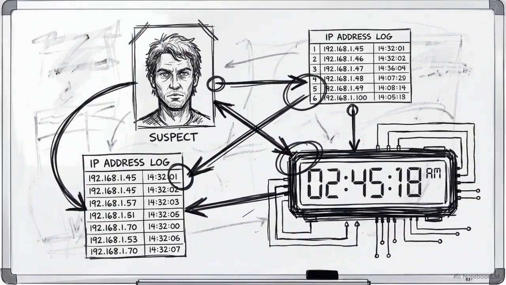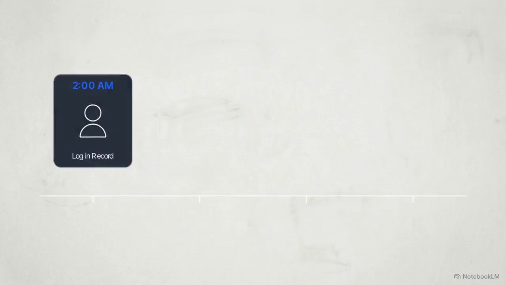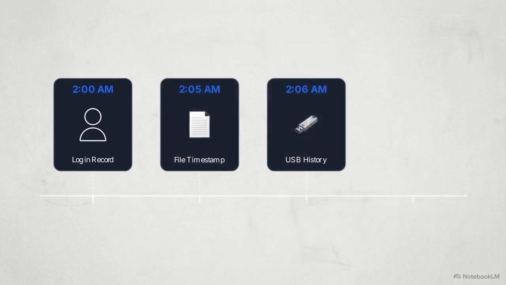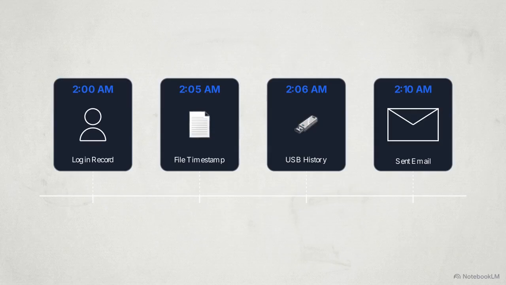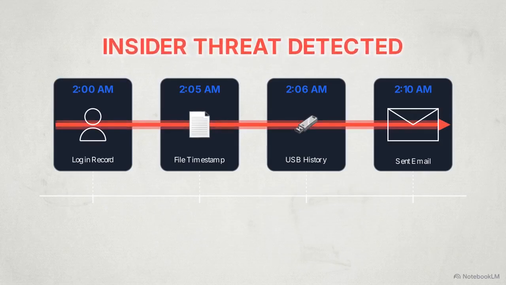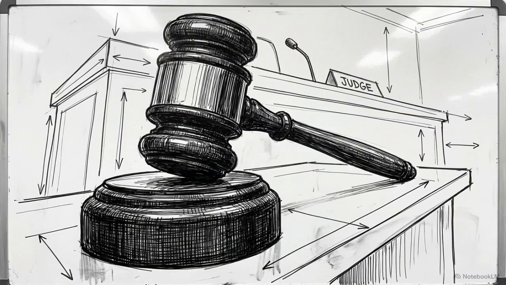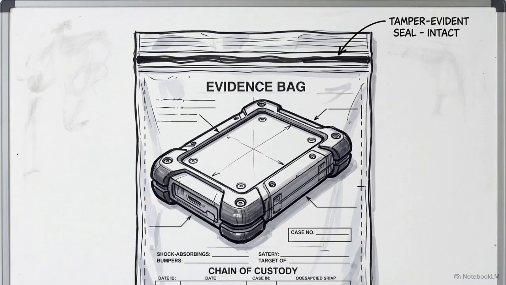On this timeline, a 2 a.m. login, a 2:05 database access, a 2:06 USB connection, and a 2:10 outgoing email. Stacked sequentially, these data points form a coherent action. An employee logged in, copied confidential files to a drive, and emailed a competitor. While examination provides the individual points of activity, analysis explains how they intersect to define the specific mechanics of the crime. A flawless technical analysis carries no weight in a legal proceeding if the investigator cannot definitively prove the data remained unaltered from the moment of collection.